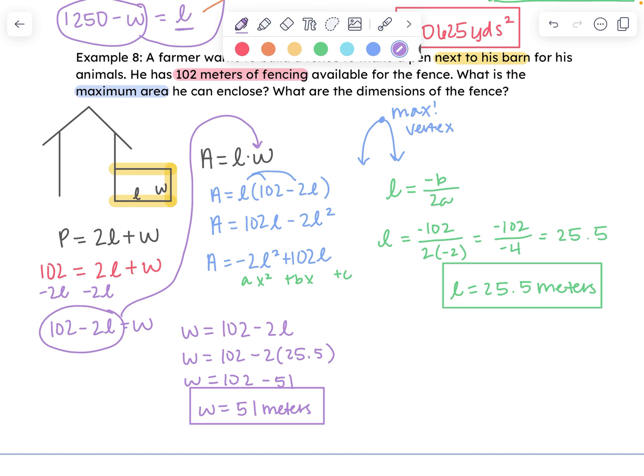Okay, and then to find my area, I'm just going to multiply those together. So 51 times my 25.5 means that my area would be 1,300.5 meters squared.